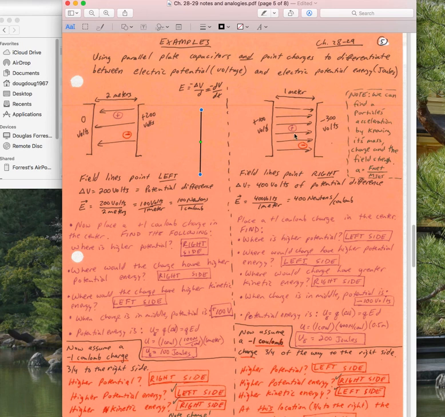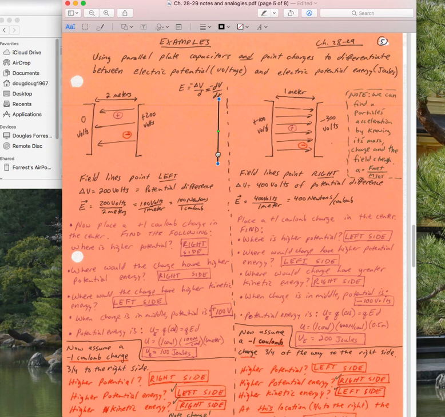So now if we had a plus 1 coulomb charge placed here in the middle, that's half a meter from the left side, half a meter from the right side. Which side is a higher potential? This side is the higher potential. It doesn't matter whether the charge itself is positive or negative. What matters is this area is at a higher voltage, so by definition it's at a higher potential.